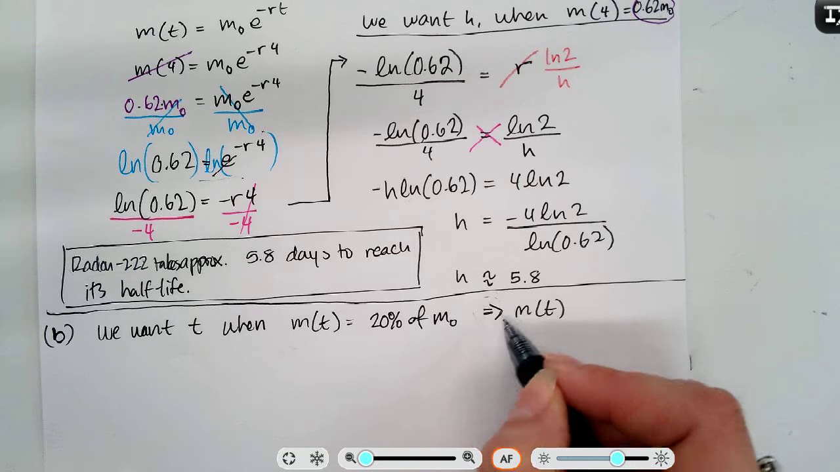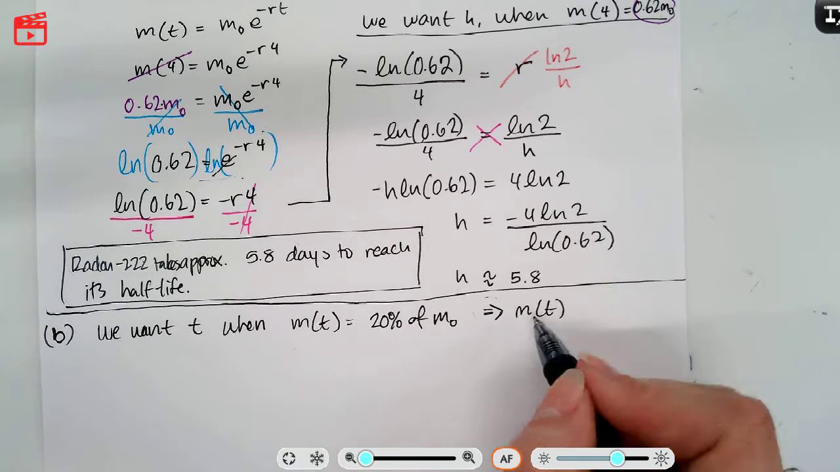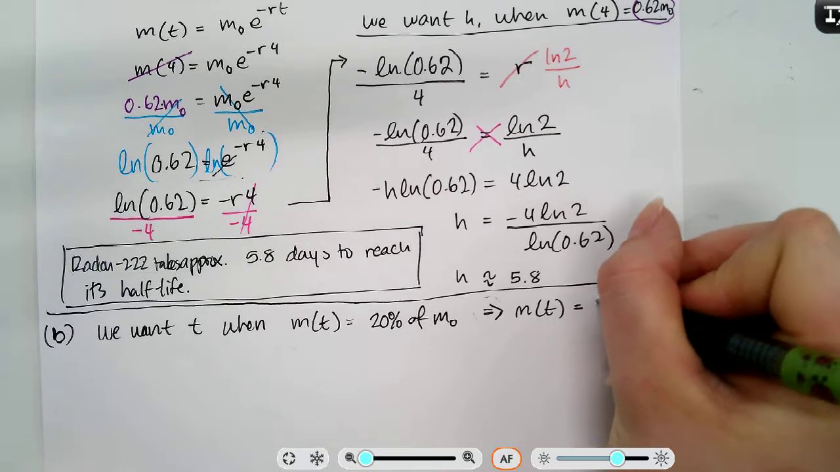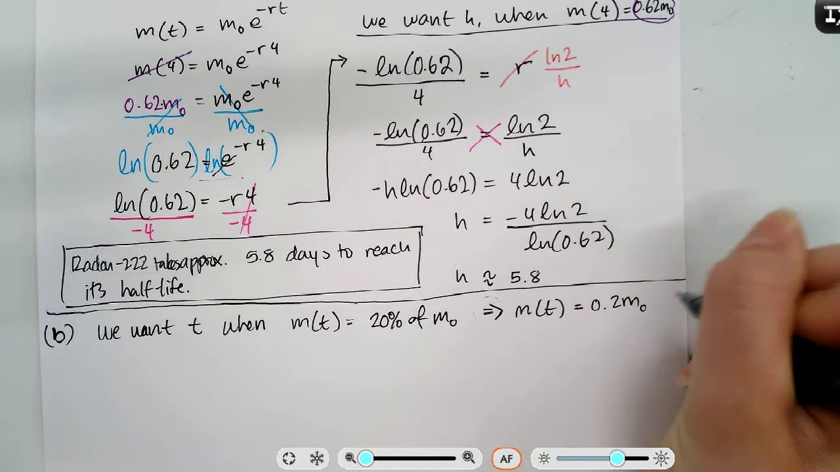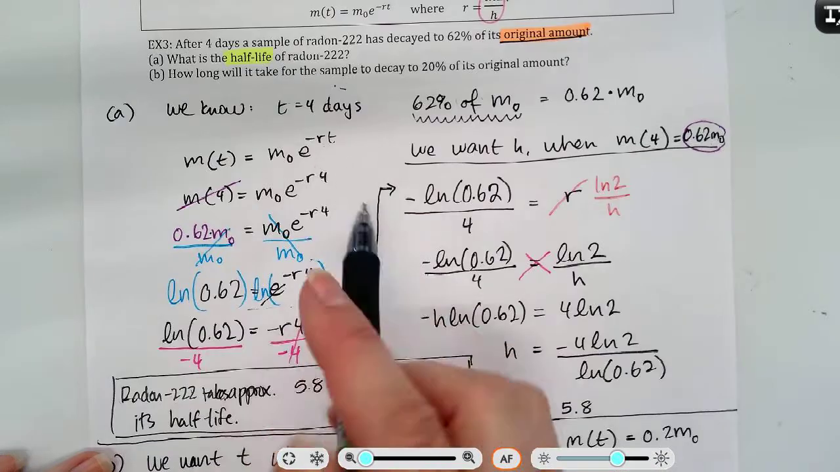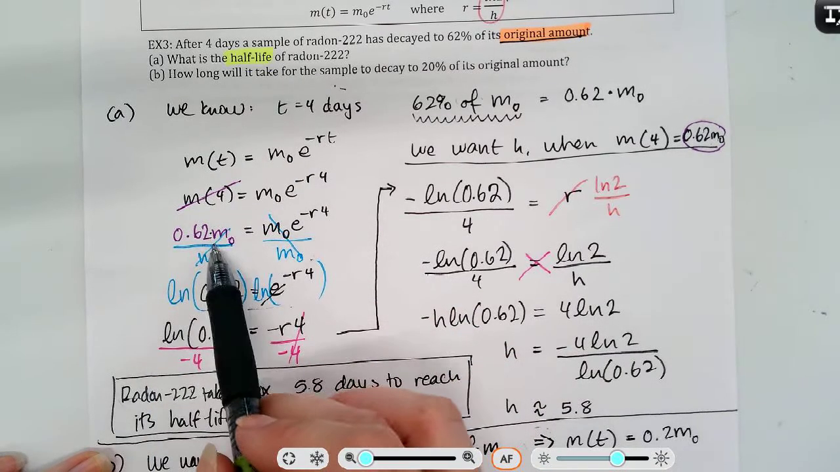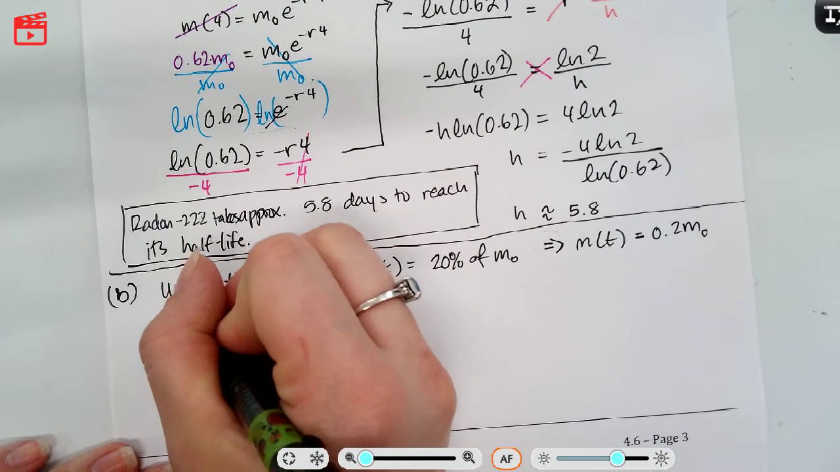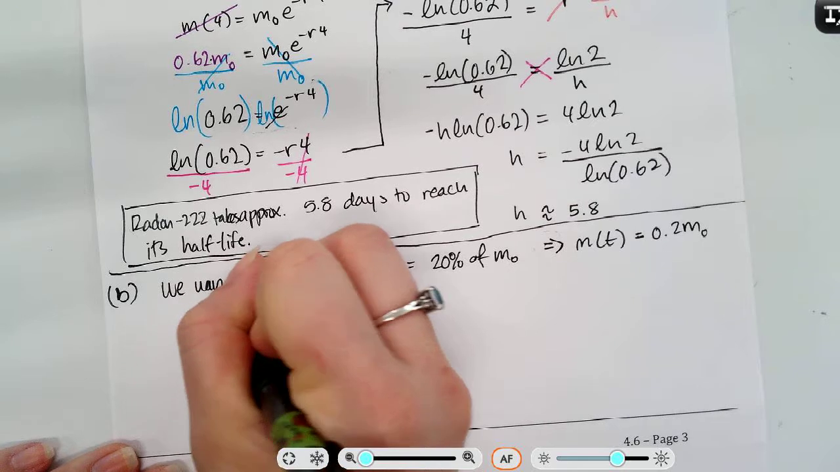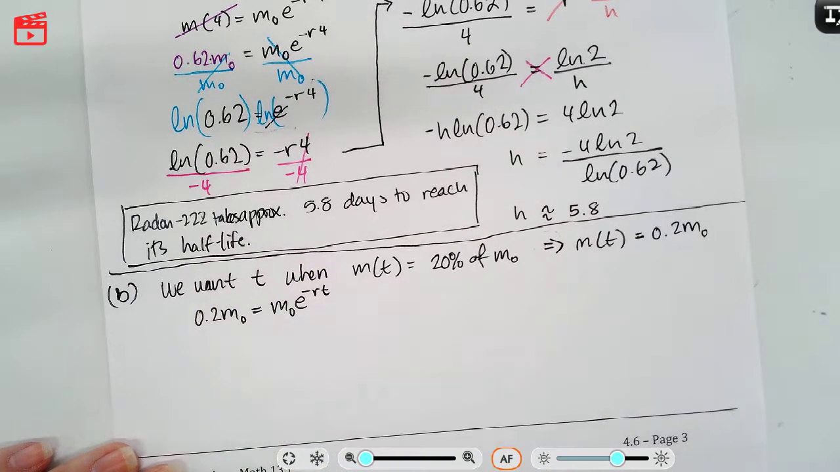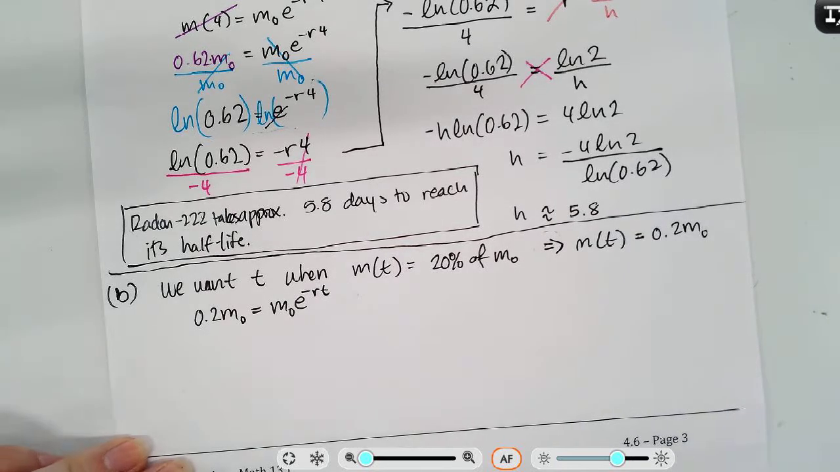Little implication sign. Okay, we would not use another equal sign in between these two equations. All right, equals 0.2 m sub 0. So we're going to solve for t. Same idea as before, where we replaced m of t with our value. We're going to do that here. So replacing m of t with 0.2 m sub 0, it's going to equal m sub 0 e to the negative rt. And this time we're just solving for t.